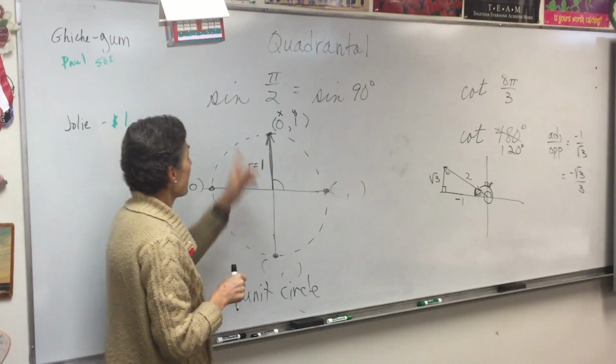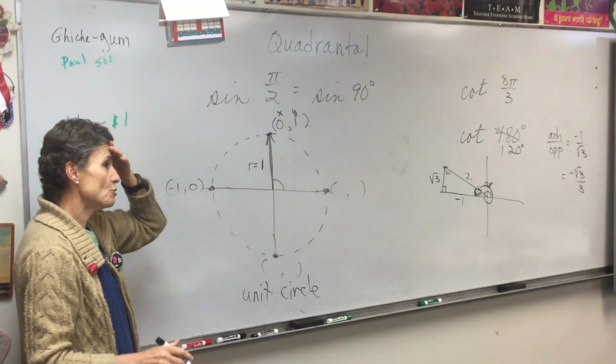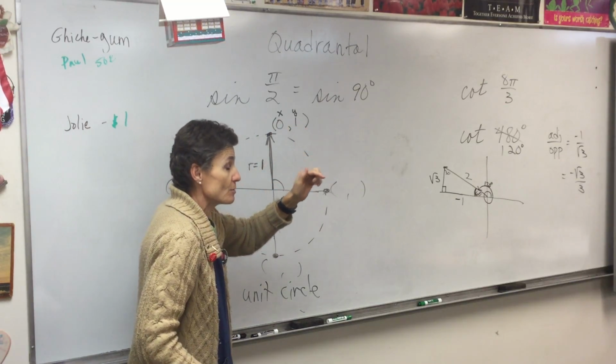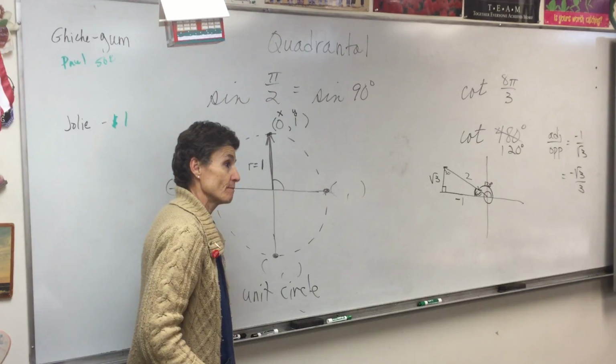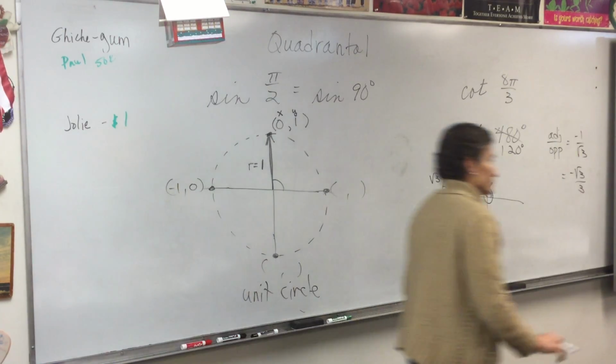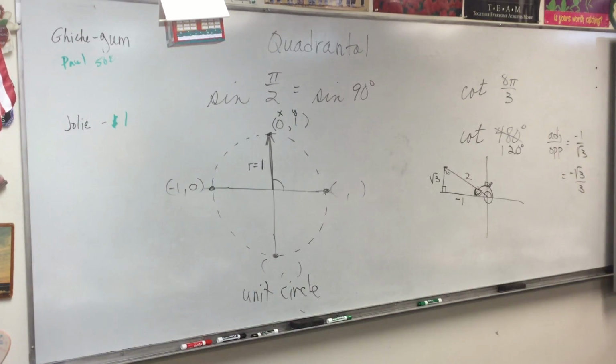Now I need to know the sine of that angle. Well, what did you memorize? You memorized opposite over hypotenuse, but what else did you memorize? What else was on that sheet? Tell me, I didn't have to put it on the sheet.